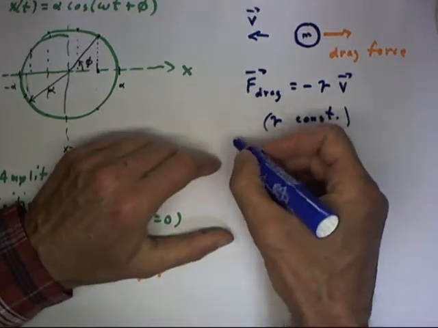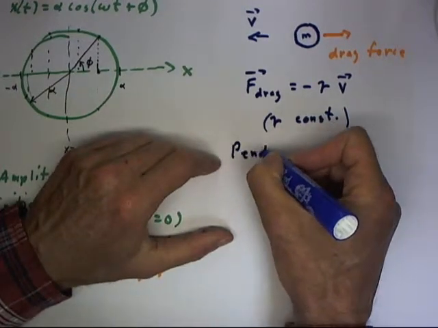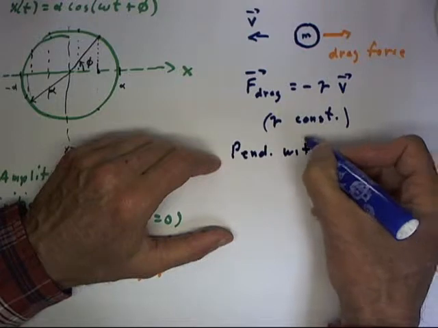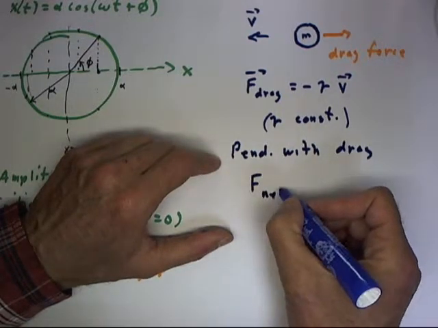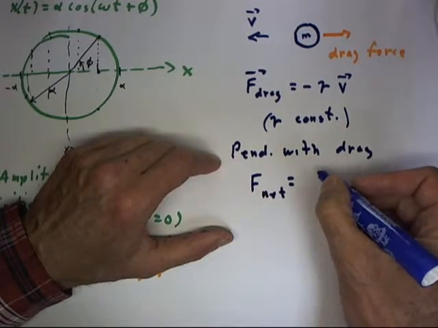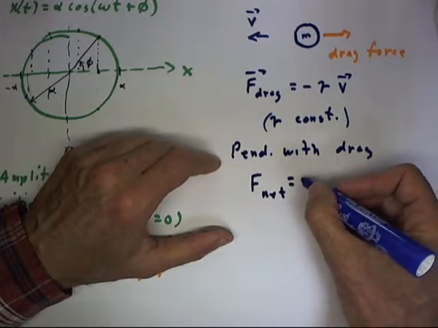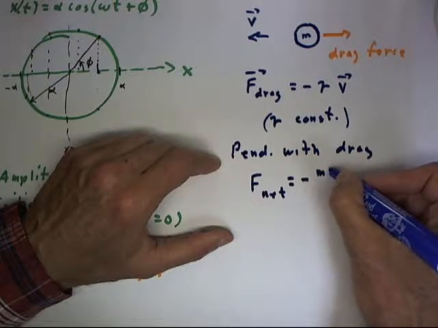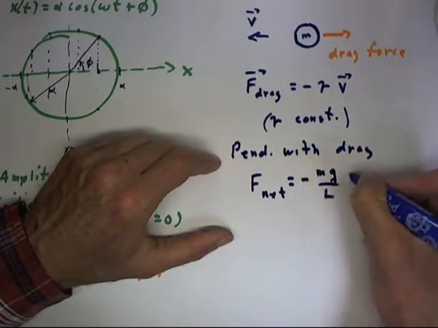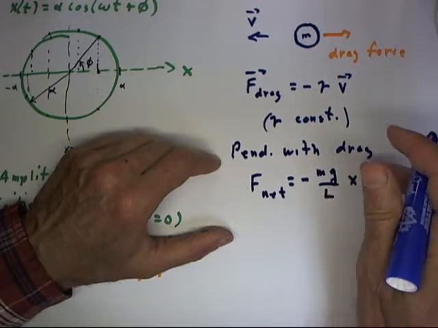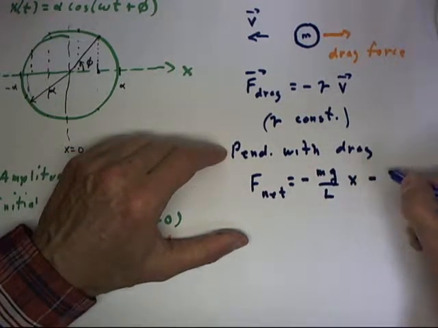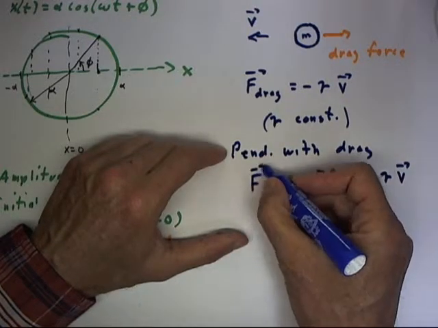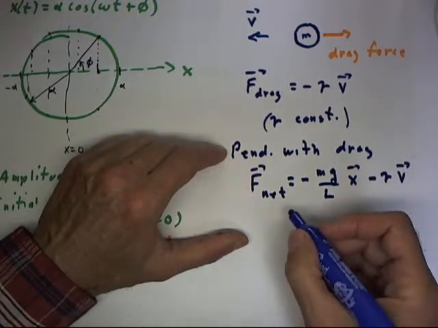Okay, so a pendulum with a drag force experiences a net force equal to, first of all, the negative mg over L times x, that comes from the tension in the pendulum string. Then it's times minus gamma times v. And these are all actually vector quantities.